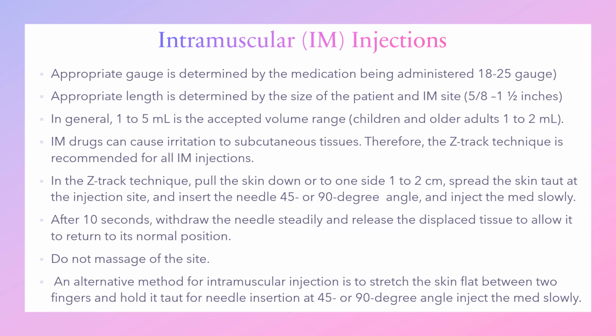Okay. Now, an alternative method to the Z-track method, an alternative IM injection technique would be to take 2 fingers, usually your thumb and your index finger, spread your skin taut, so you are flattening out the skin and holding it tight. You are still going in at a 90-degree angle, preferably 45-degree if it was someone with less muscle mass. You're injecting the medication slowly, waiting 10 seconds, withdrawing the needle, and releasing the skin.